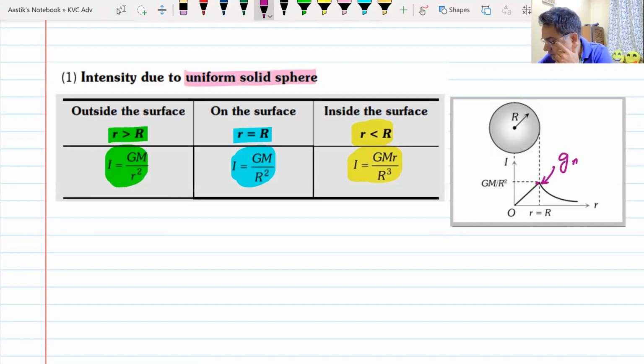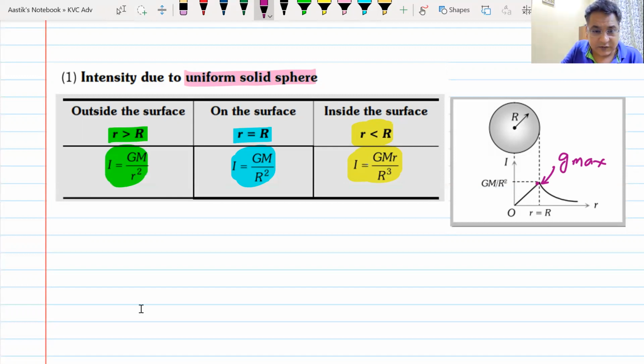Do we understand this? Yes, sir. The maximum value of gravitational field is on the surface. After that, it is varying, and at infinity it becomes zero. This is the formula for gravitational field due to a solid sphere. Remember, there is no liquid sphere. A sphere is always solid. This is the first formula that you must remember. I hope you are noting it down. Yes, sir.